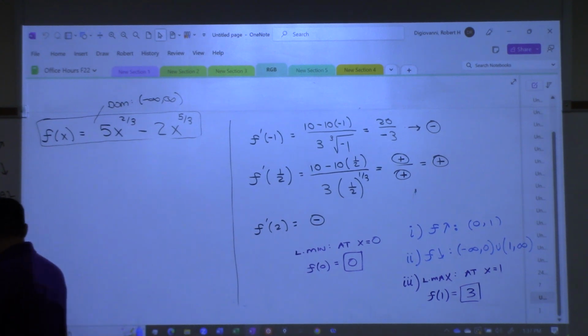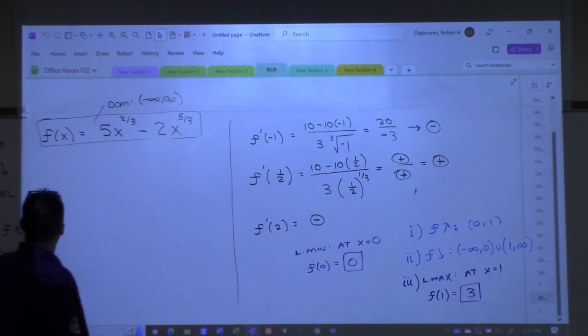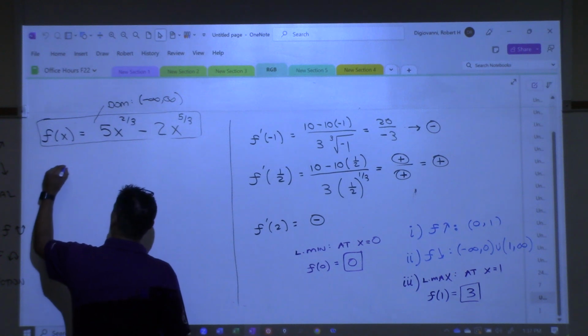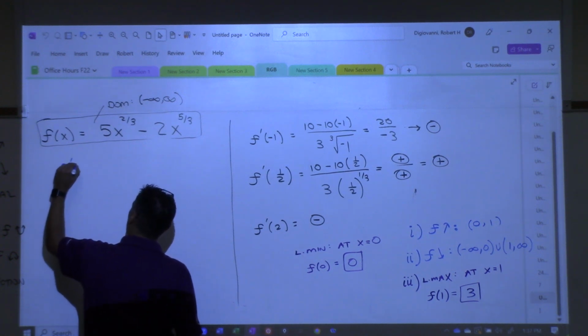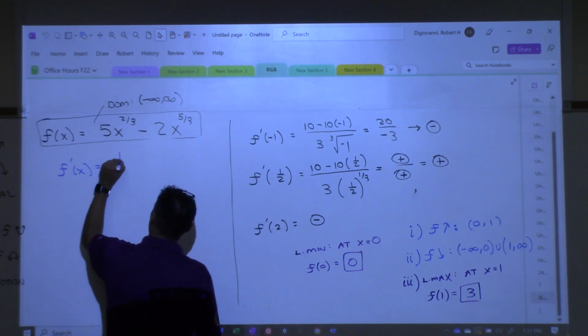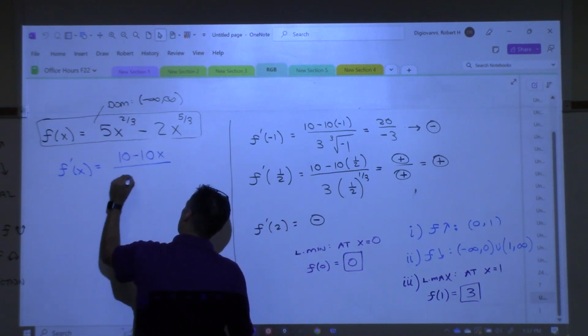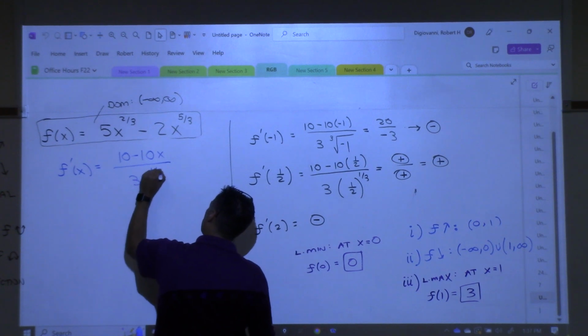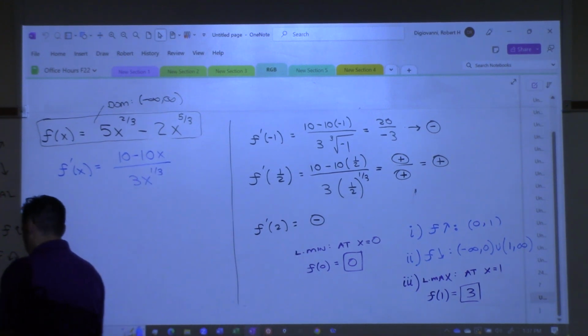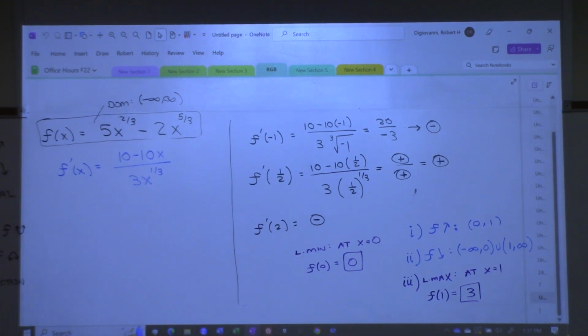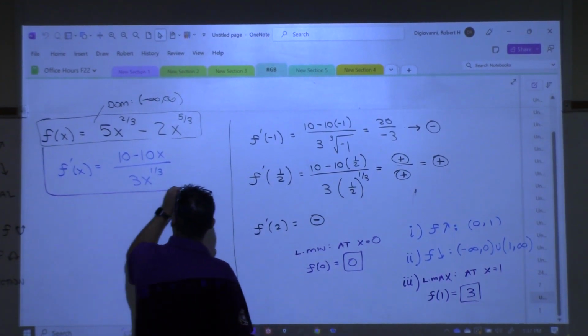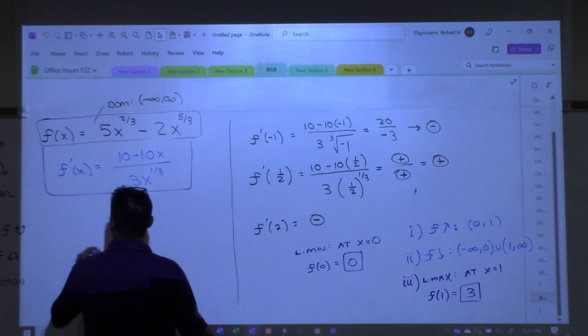So we had the first derivative, didn't we? Let's go find the second one. The first derivative, let me write it down here. The first derivative, when we cleaned it up, was 10 minus 10x over 3x to the 1/3. Please verify. Was that our derivative cleaned up? Yes? Okay.